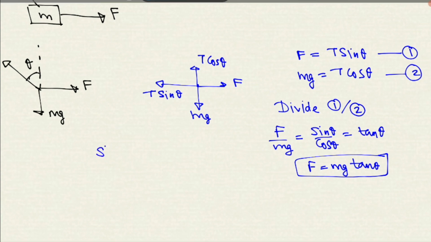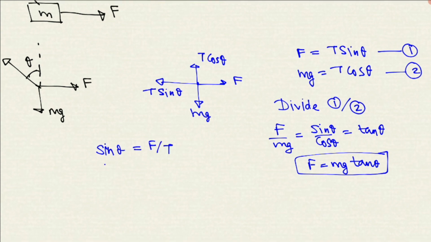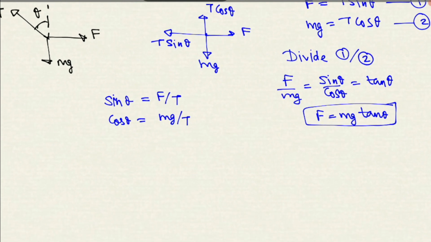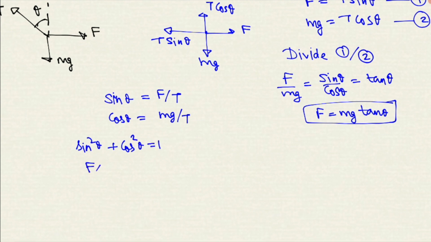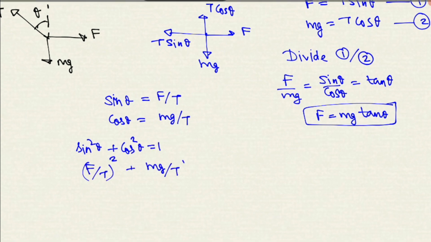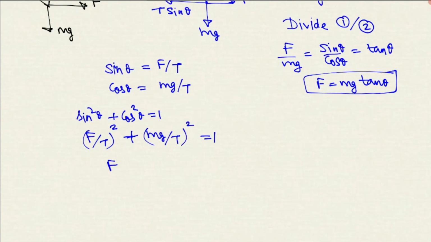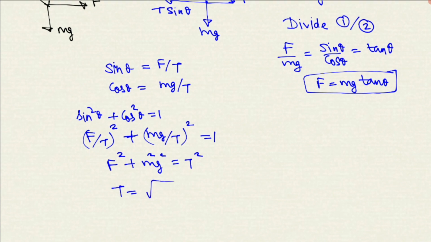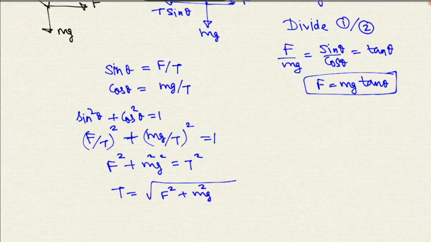How to find tension? Sine theta from the equation is F by T, cos theta from the equation is mg by T. Now if we square and add these two, we know that sine square theta plus cos square theta is 1. So (F by T) whole square plus (mg by T) square is equal to 1. So F square plus m square g square is T square. T is square root of F square plus m square g square. That's our answer.